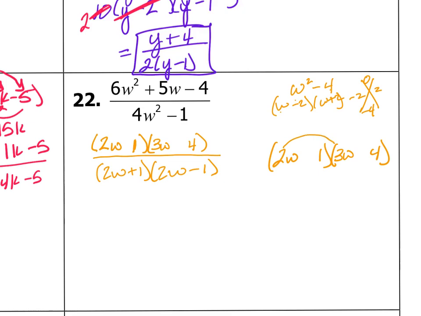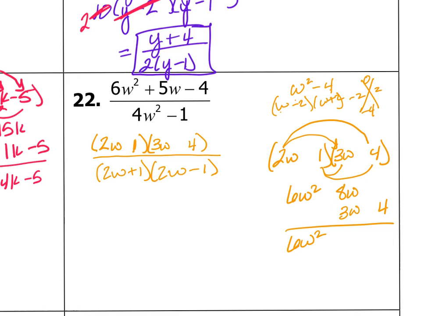So 2w times 3w is 6w squared. And 2w times 4 is 8w. And then I have 1 times 3w is 3w. And 1 times 4 is 4. Okay, so I want to have this middle term. So this term is right, 6w squared. And this one is 4.